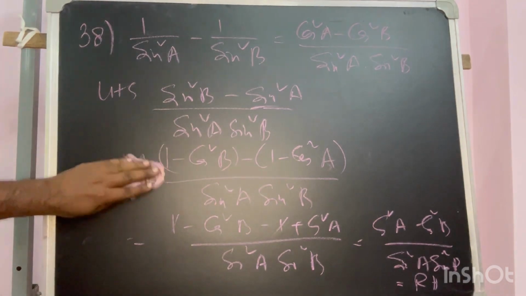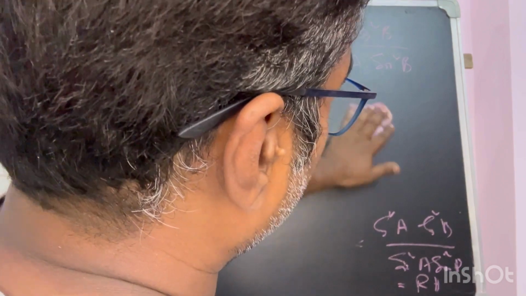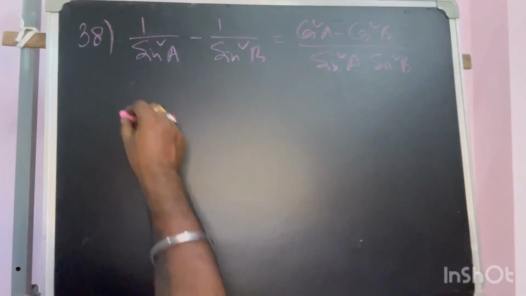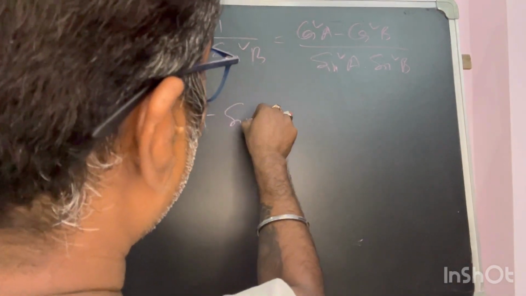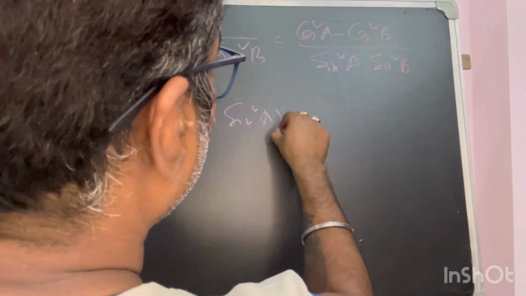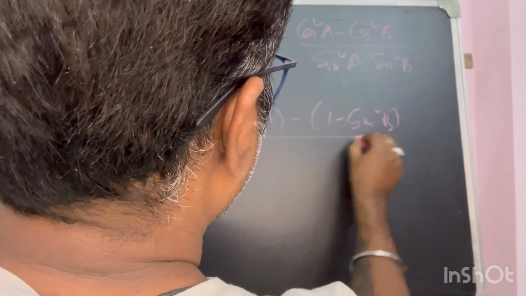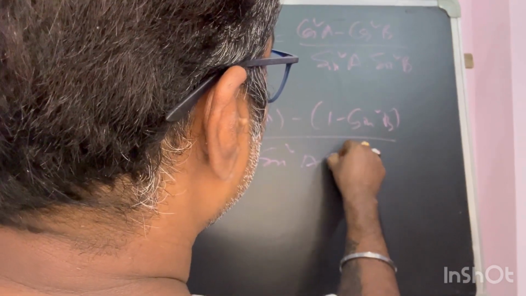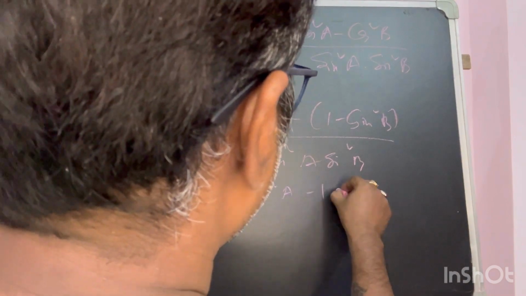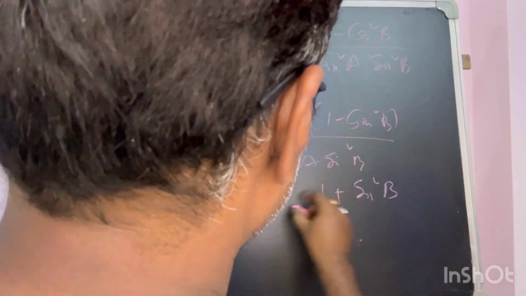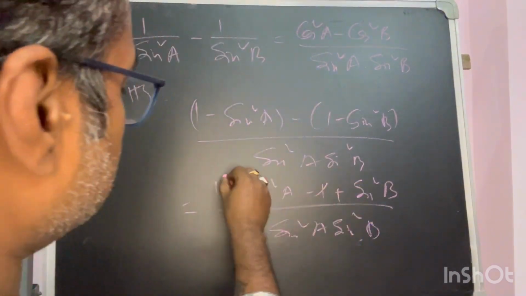Now if I start from the right hand side, how will I do that? The same thing I will do. If I start from the right hand side, initially I will write sine square a instead of cos square a, 1 minus sine square a minus 1 plus sine square b, and the remaining I will write same as it is. So this is 1 minus sine square a minus 1 plus sine square b over sine square a sine square b. So now this will be cancelled out.